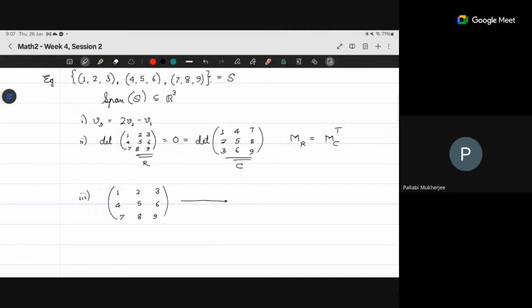So make 0 the 4 and the 7. The leading entry of the rows is 1, sir. So I'll do R2 minus 4R1 and R3 minus 7R1. This is a good starting point.